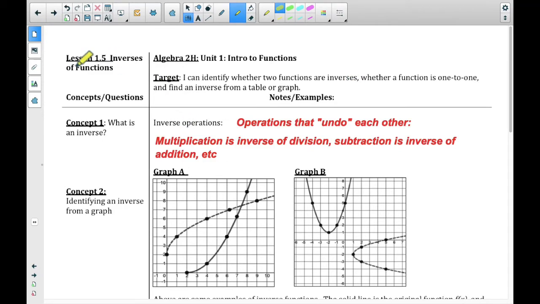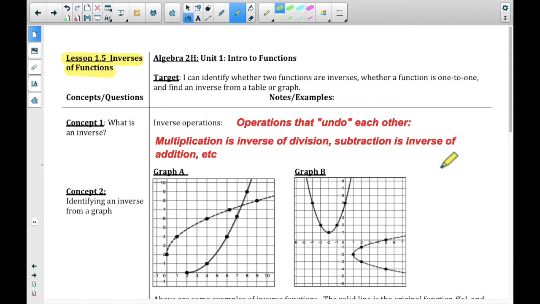Hi everybody, this video is going to cover lesson 1.5 and we're going to talk about inverses of functions. So first of all we have to talk about what is an inverse. An inverse is an operation that undoes another operation. Like multiplication is the inverse of division, subtraction is the inverse of addition. Well, functions also have inverses.